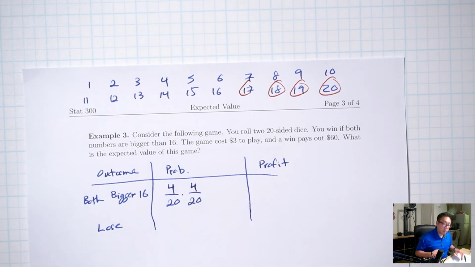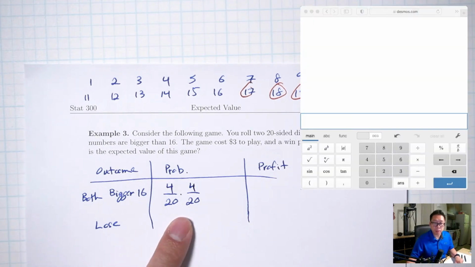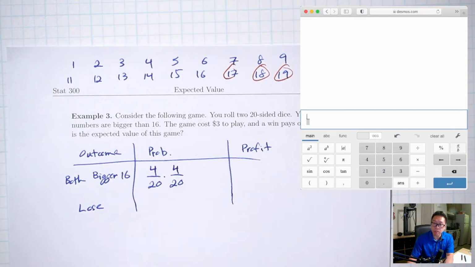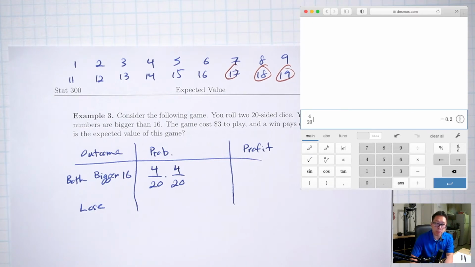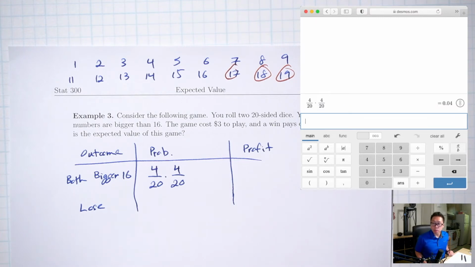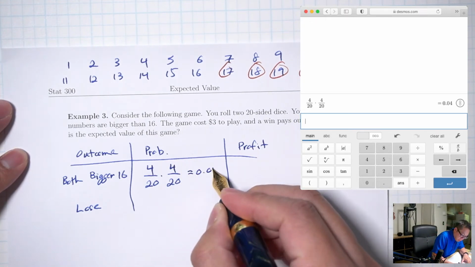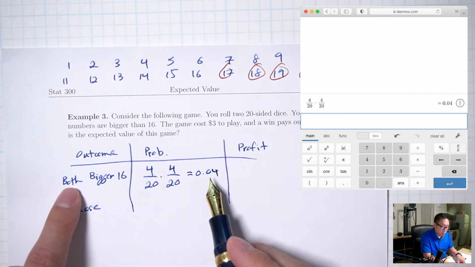Okay, and we have to actually compute this on a calculator. So 4 over 20. I'm going to click on the fraction button, 4 over 20. Move the cursor to the right. Times. So either click on the times button, or you can use the star, the symbol that's on your 8, Shift 8. Another fraction, 4 over 20. 0.04 is the final answer. Okay, that's the probability that both of them are bigger than 16.